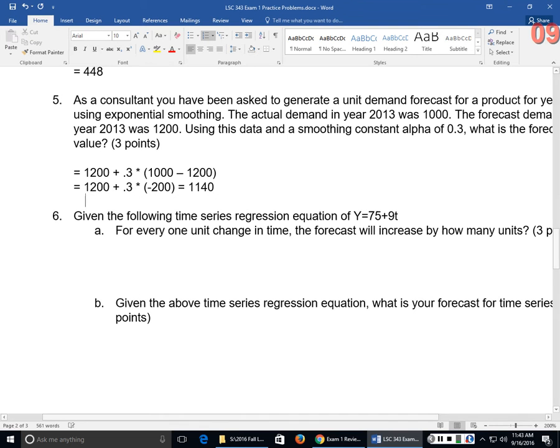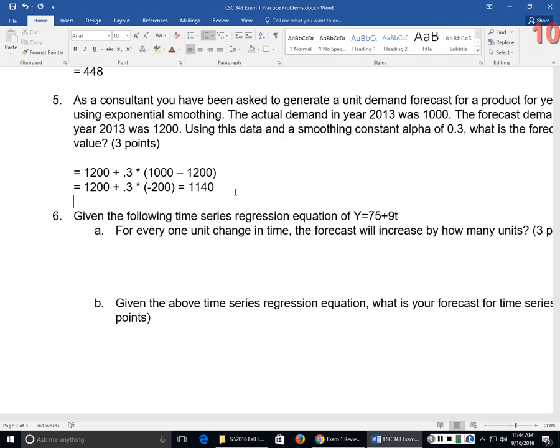All right, so now we're going to get into, do you remember what we know about our regression equation? The regression equation that we've used is y is equal to a plus b times t, where y is what we're trying to predict, a is the intercept, and b is the slope, okay? So the question is, Zach, for every 1 unit change in time, because that's what we're using as our independent variable for t, the forecast will increase by how many units? So this is just, do you understand what we're saying with the regression equation.